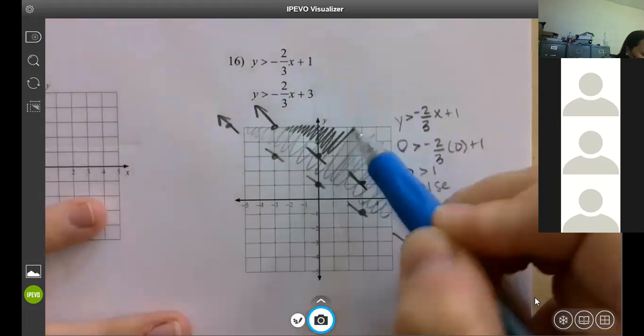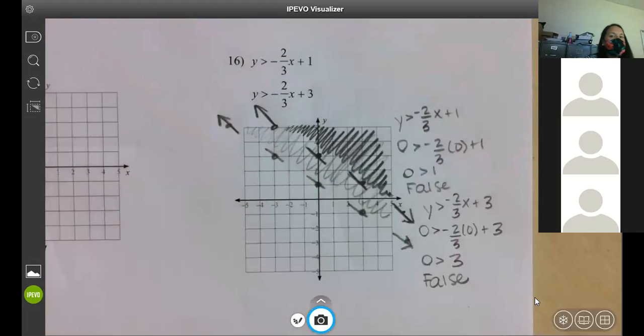Let me actually get this one right here. Sometimes there can be no solution where they're shaded on both outsides. Sometimes it'll shade in between, and sometimes it overlaps like that. Just depends. All right.